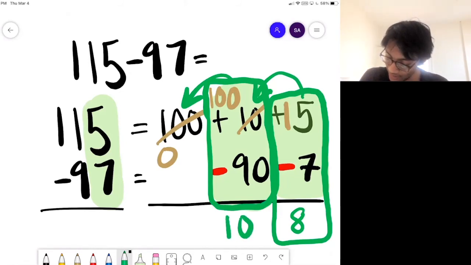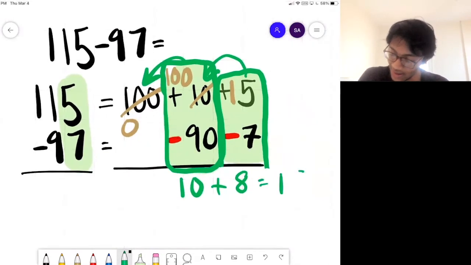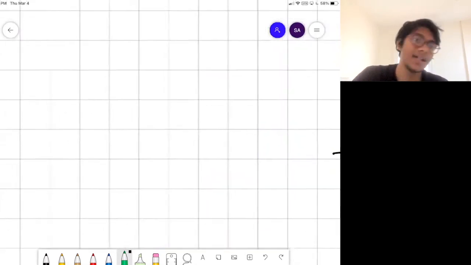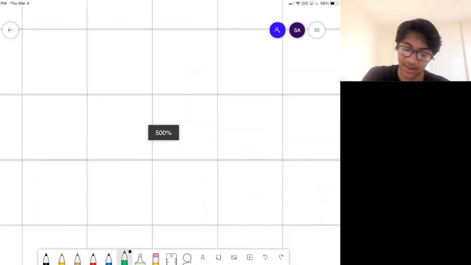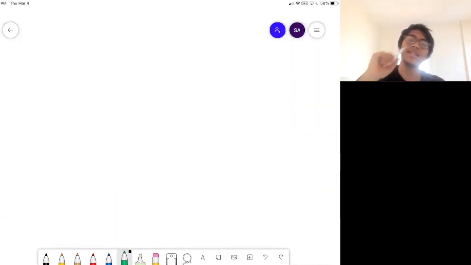Now, all I have to do is some simple math, right? What is 10 plus 8? That's going to give me my final answer of 18. Don't worry, guys, if this looks really complicated. I mess up sometimes. That's how hard it is. But if you do a lot of practice, you'll get the hang of it.